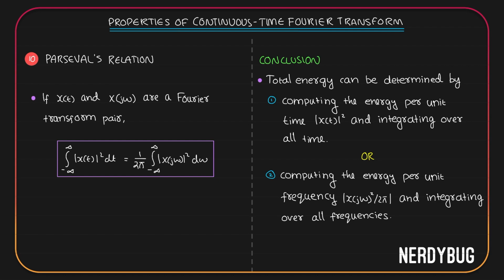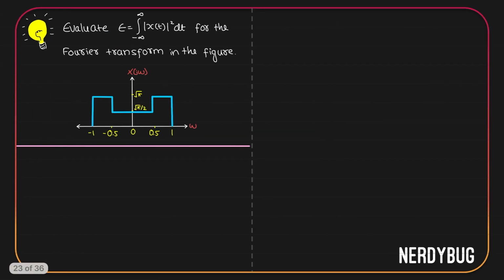Both will give us the energy of our signal x of t. To understand this better, let us solve a problem. We have to evaluate the energy of a signal x of t, given as E is equal to the integral from minus infinity to infinity of magnitude of x of t whole square dt, for the Fourier transform that is given in the figure. So x of t is not given, the Fourier transform of x of t, X of j omega, is given, and we have to calculate its energy.